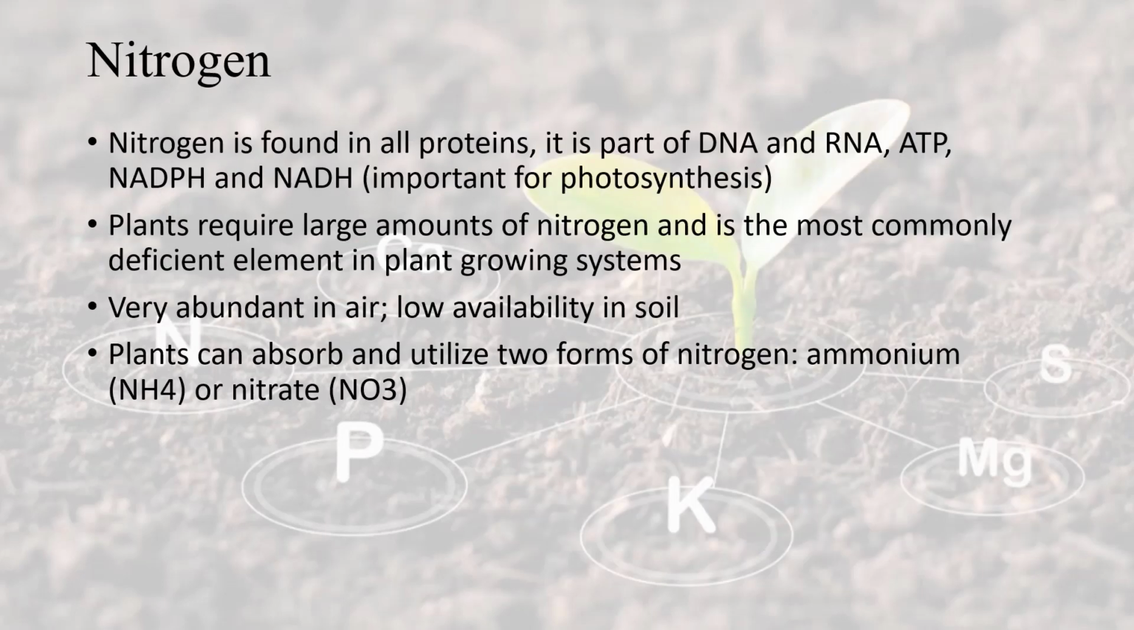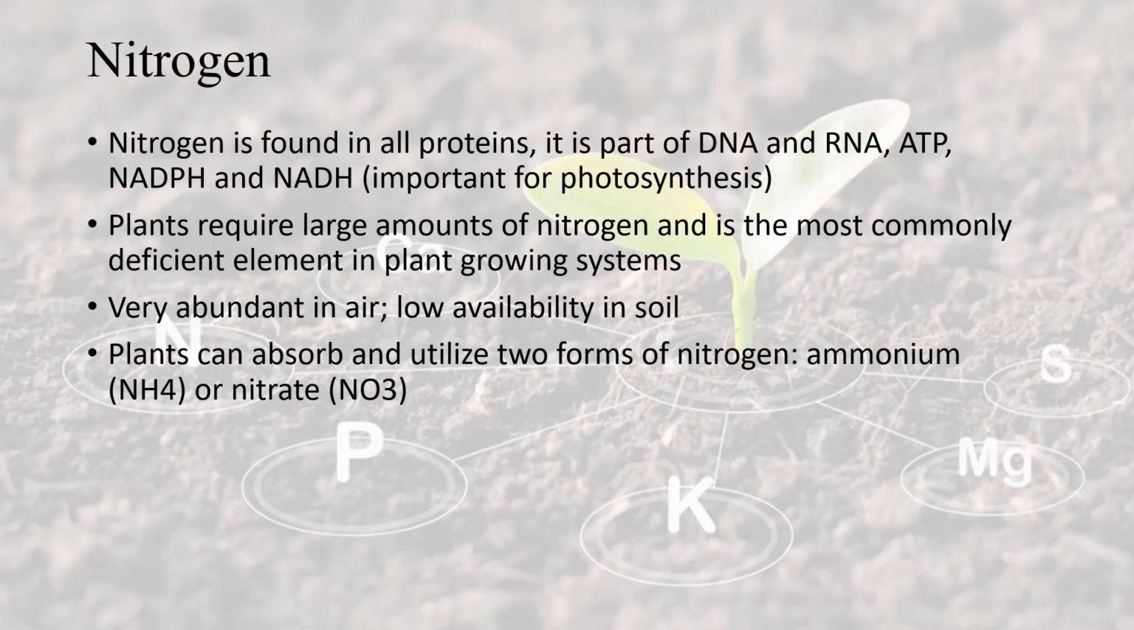Now, I'm going to take a couple slides and look at those primary macronutrients that we talked about, right? Nitrogen, phosphorus, and potassium. Now, our plants require the greatest quantities of nitrogen compared to all other mineral nutrients. And it's actually the most commonly deficient element in plant growing systems. Now, it's very abundant in the air, but has very low availability in the soil.